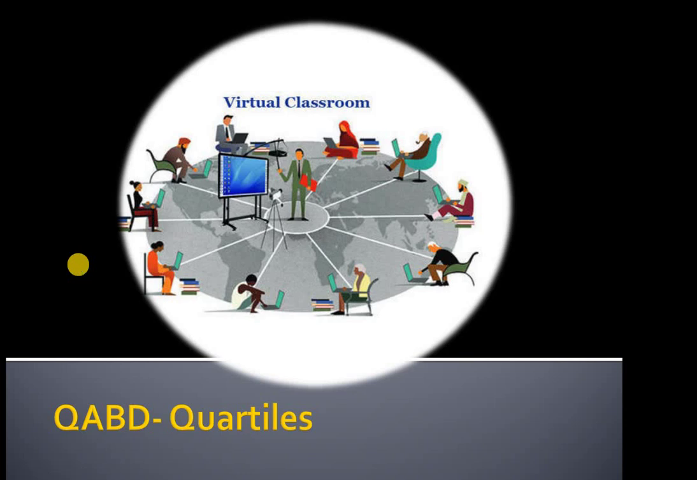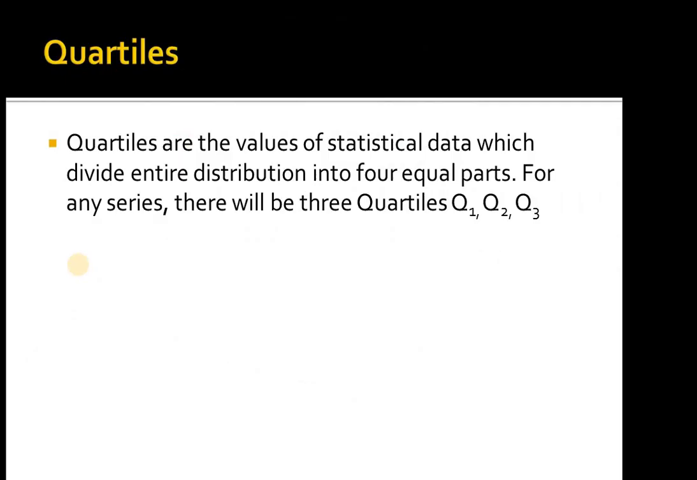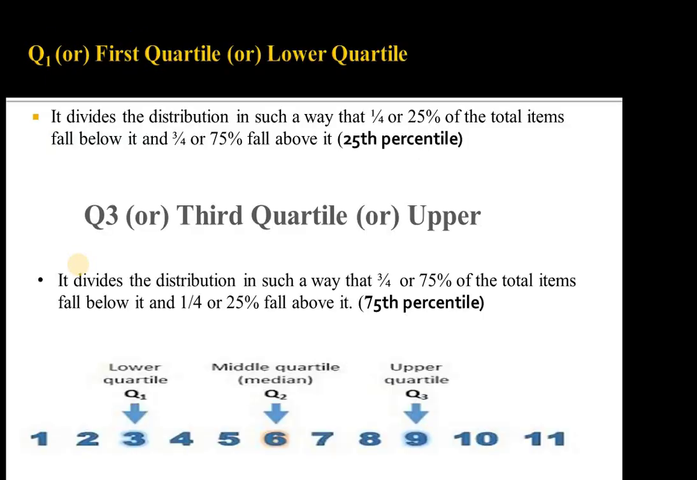In the previous class we discussed the quartiles. Quartiles are the values of statistical data which divide the entire distribution into 4 equal parts. For any series there will be 3 quartiles, Q1, Q2 and Q3. So we discussed Q1 and Q3. Q2 is nothing but the median.